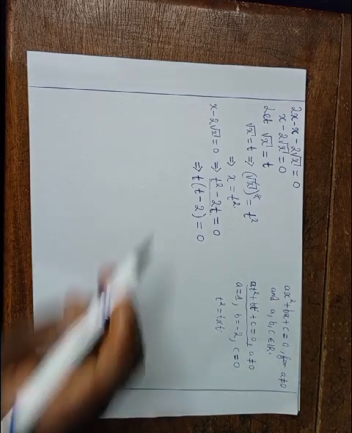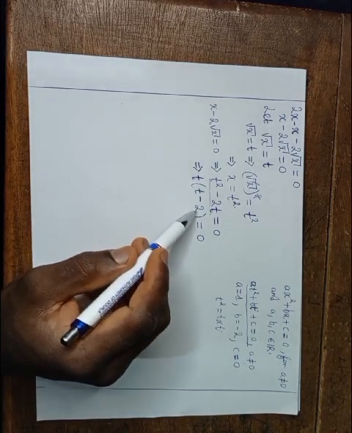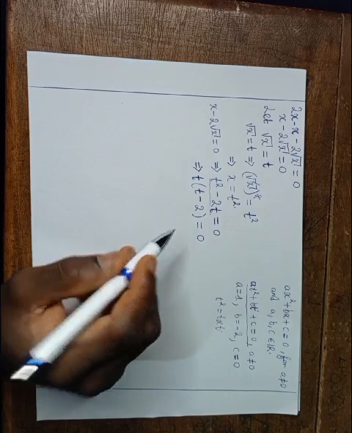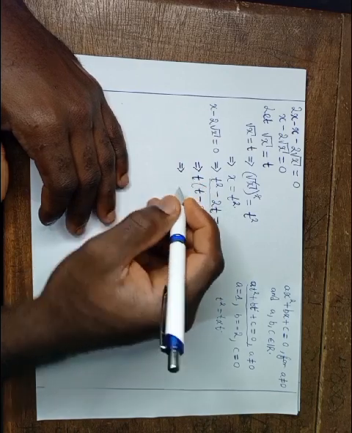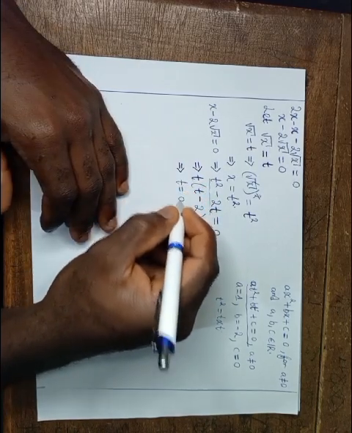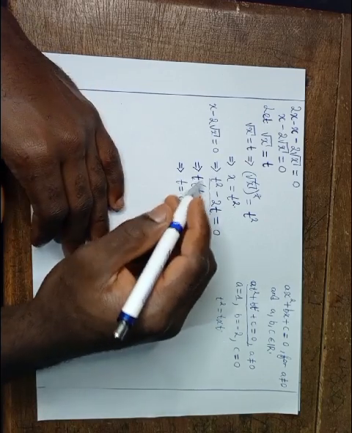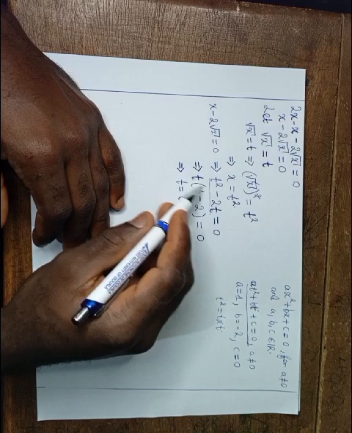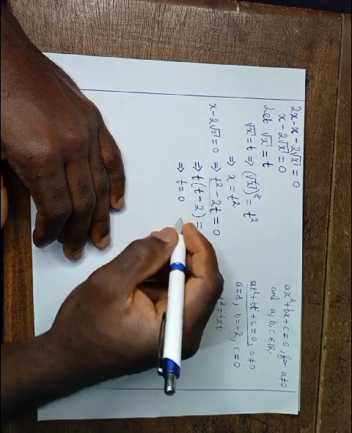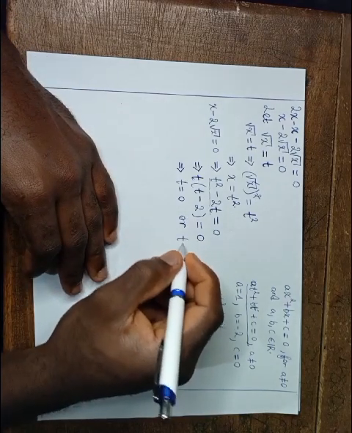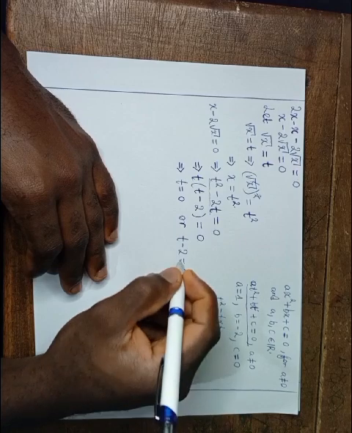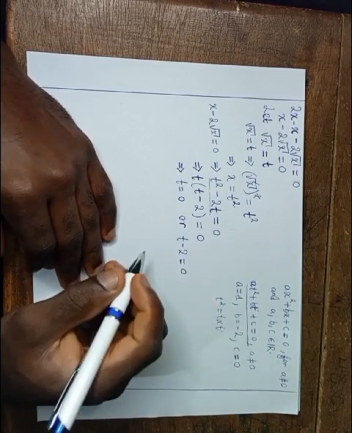Next, we know t times t minus 2 is equal to 0. Then we have t is equal to 0. If you replace t with 0 here, 0 times anything will give us 0. Or t minus 2 is equal to 0 to get the value of t.